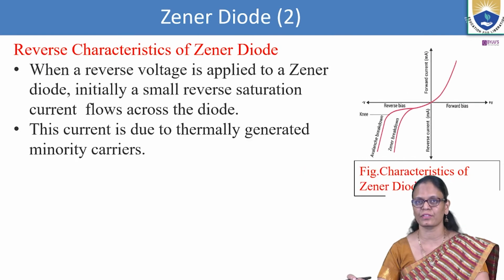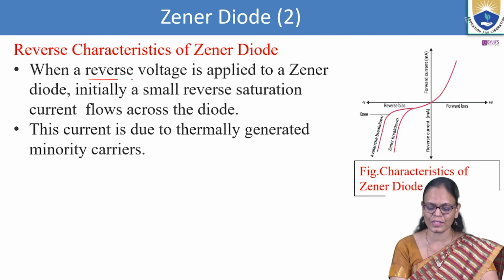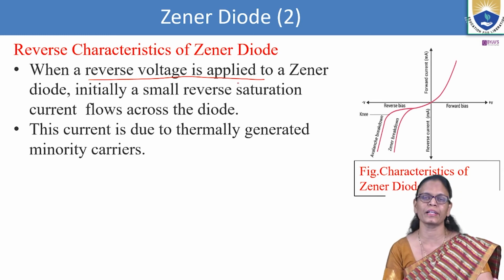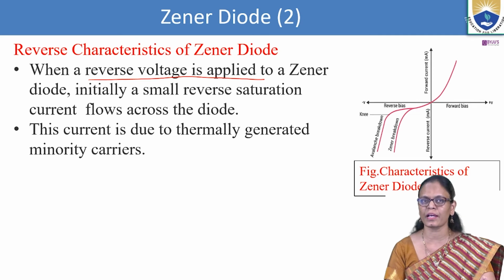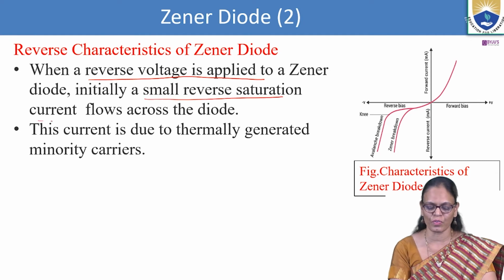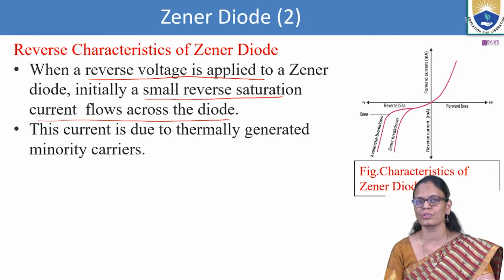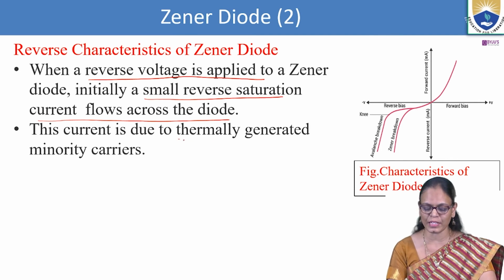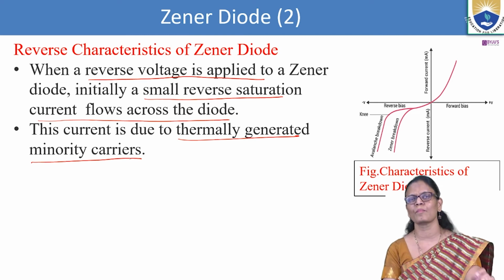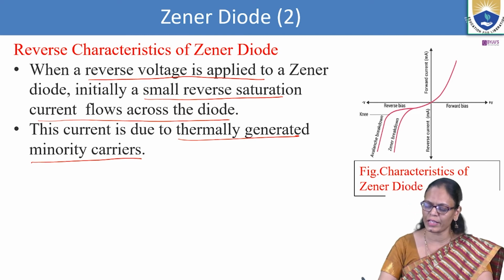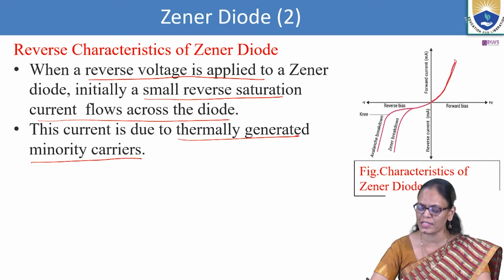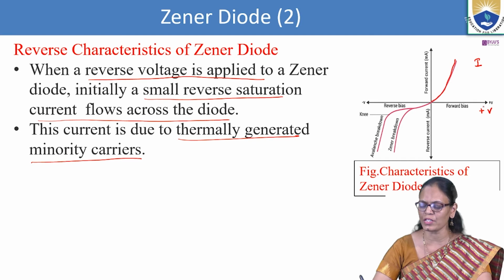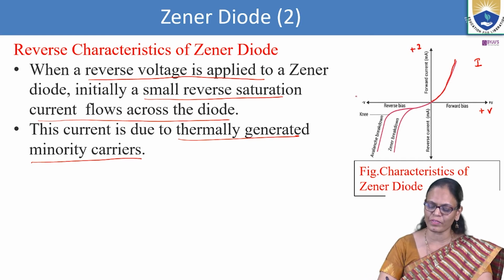Now coming to the reverse characteristic. How do we apply a reverse bias voltage? By connecting the diode in reverse bias, meaning P is connected to the negative and N to the positive. A small reverse saturation current flows across the diode, due to the thermally generated minority carriers. Now in the figure, the forward characteristic is in the first quadrant, with positive voltage and positive current. Now we apply a negative voltage and see how the current increases. This will be in the third quadrant.